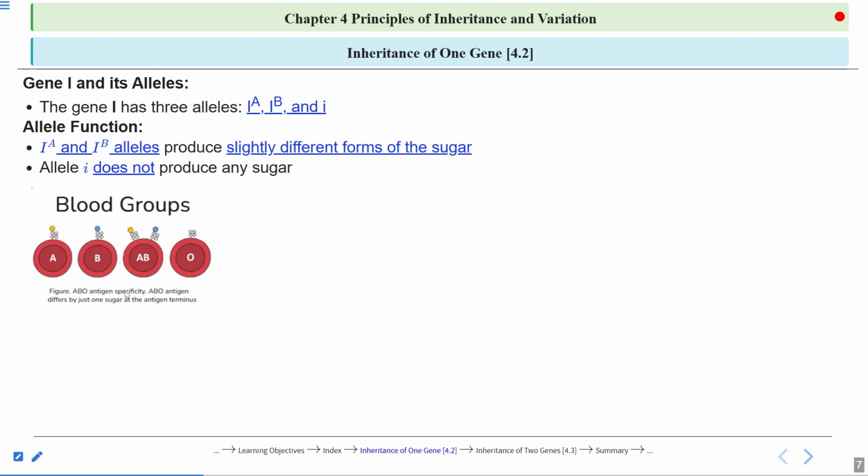Clear? So this is the case of codominance here. When IA and IB, when these two are both present together, then both of them are expressed. Okay? When both of them are expressed, this phenotype is different from the parents.